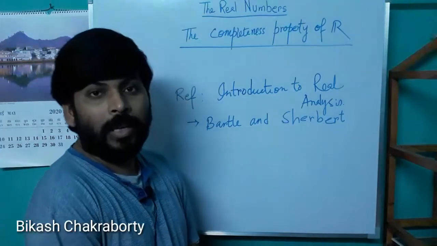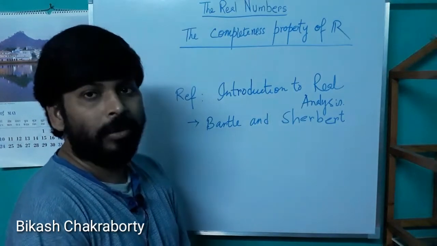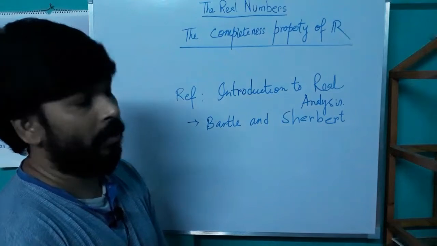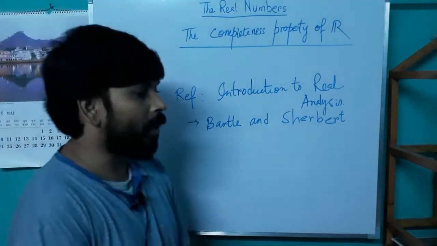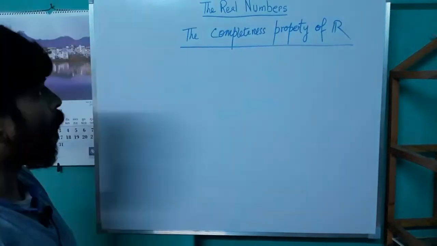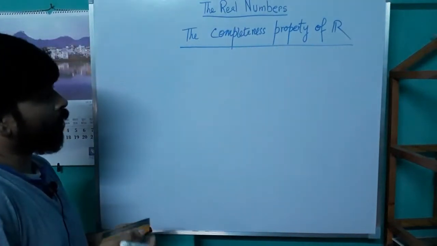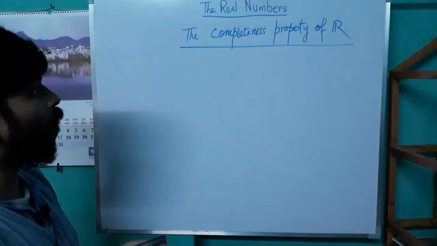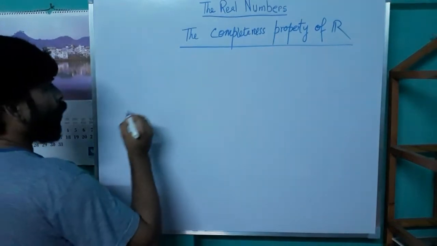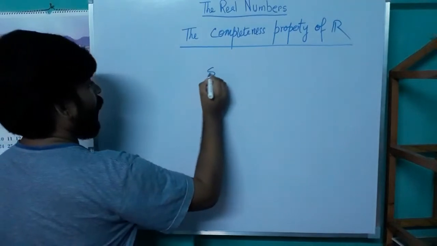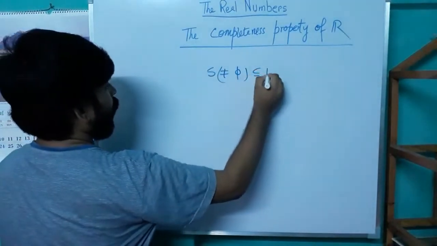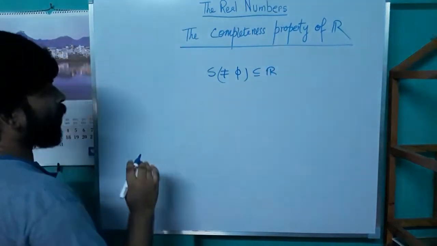Dear friends, in our next 2 or 3 videos, we will discuss the completeness property of R. Already we have discussed the field axioms of R and the order axioms of R. So first we introduce the notion of upper bound and lower bound of a set of real numbers. For that, let us take a non-empty subset S of R.